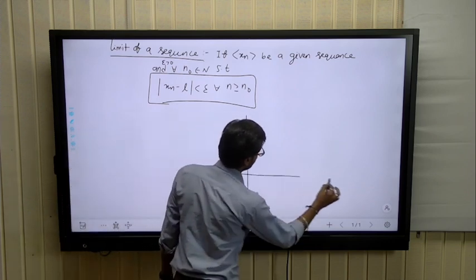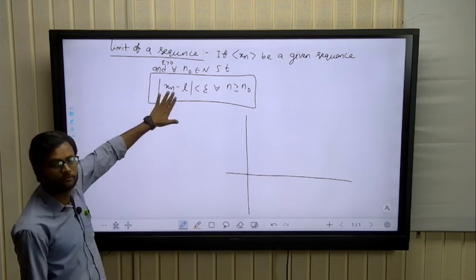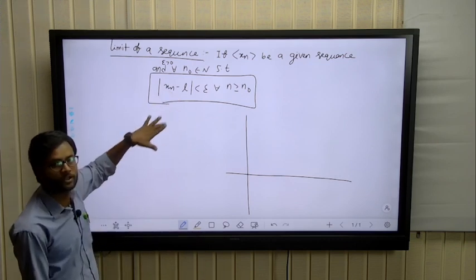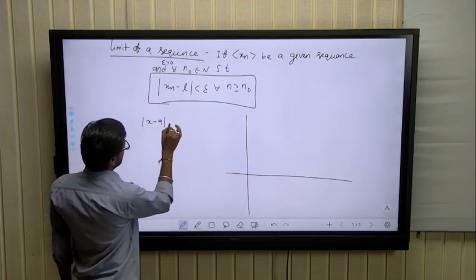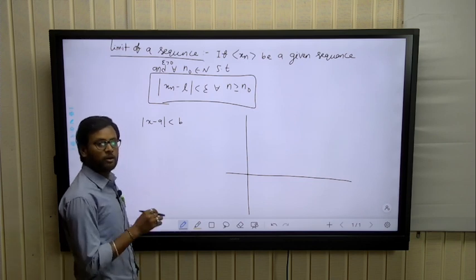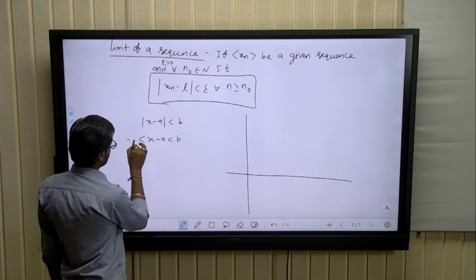What is the meaning of this? Okay, in geometrical meaning. Now if we solve this, we know how the mod function is opened. If I say that |x - a| < b, then opening the mod function gives -b < x - a < b.